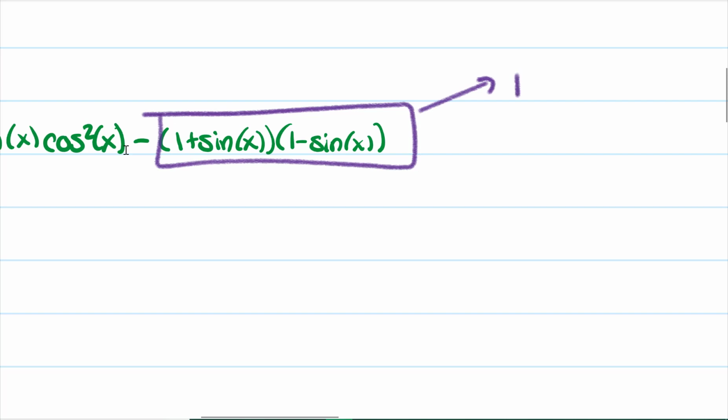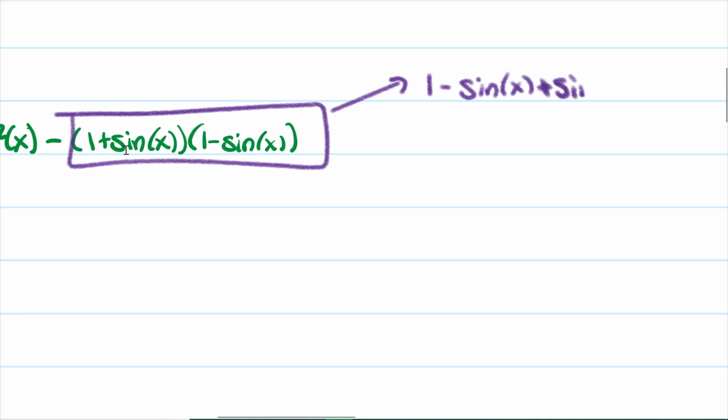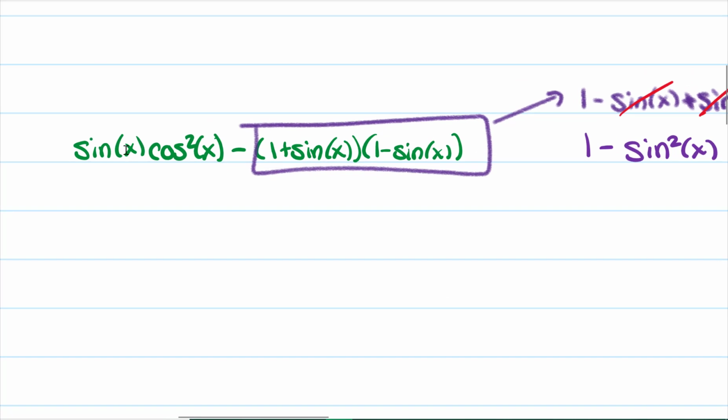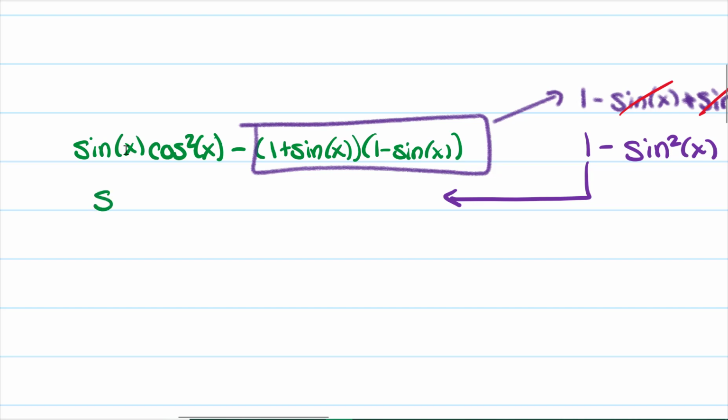So 1 times 1 is 1. 1 times a negative sine is negative sine of x. Sine times 1 is positive sine of x. And sine times negative sine is negative sine squared of x. So these are going to cancel off, and I'm left with 1 minus sine squared. So this is going to take its place right here. So I get sine of x cosine squared of x minus 1 minus sine squared.